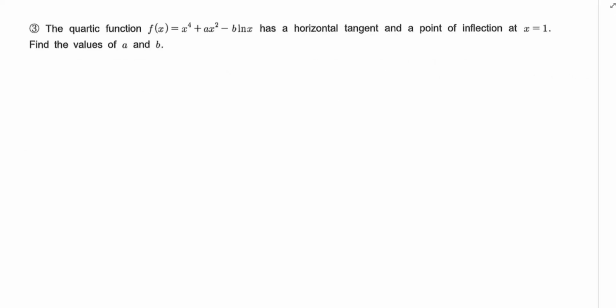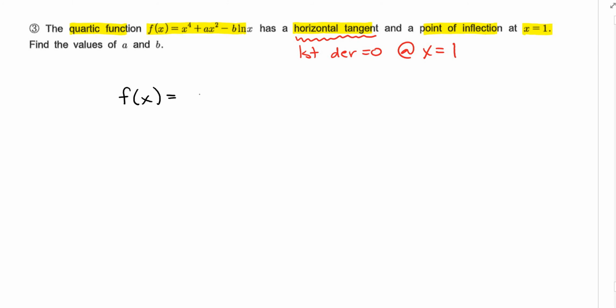I'm now moving on to question number 3, and for question number 3, I'm given this quartic function, and it has a horizontal tangent line and a point of inflection at x equals 1. All right, so for this particular problem, if you're given a horizontal tangent line, that means the first derivative is equal to 0 at x equals 1. So I need to take my original function, which is this quartic function, x to the power of 4 plus ax squared minus b times ln x.